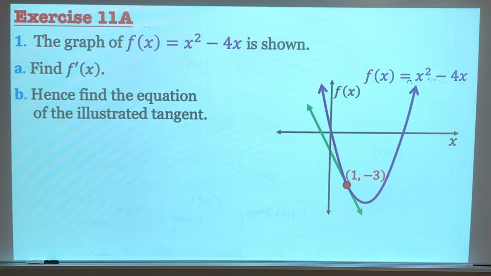All right, we're going to do 11.A and see how you do. I'm going to guide you through the first one.